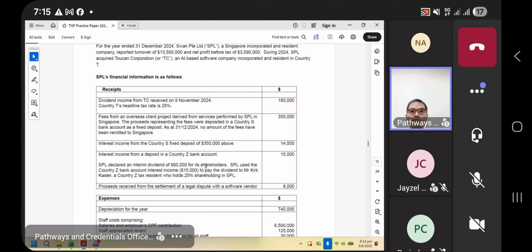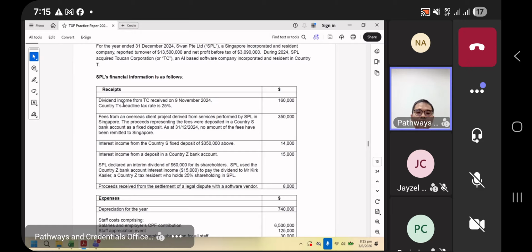So again, similar to what we had gone through earlier on, there's a dividend income from TC. So this is a foreign dividend. Then the first thing that comes into your mind is whether the foreign dividend should be taxed in Singapore or not. Okay, so we know that the dividend is received on 9 November 2024, which falls within the basis period, and the headline tax is 25%.